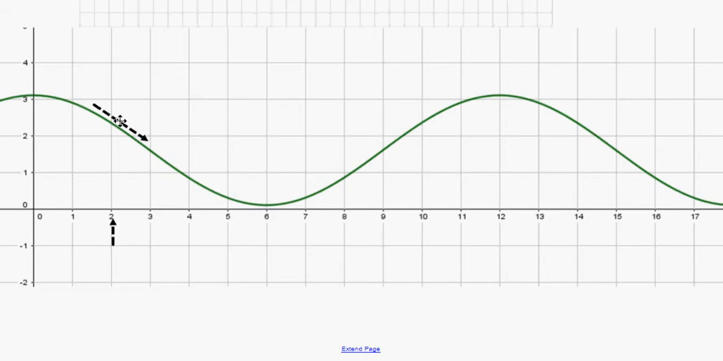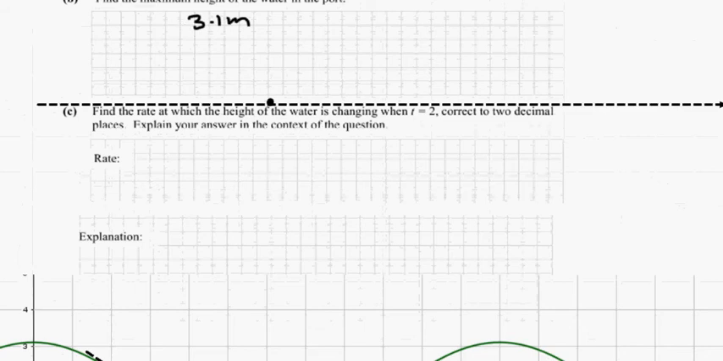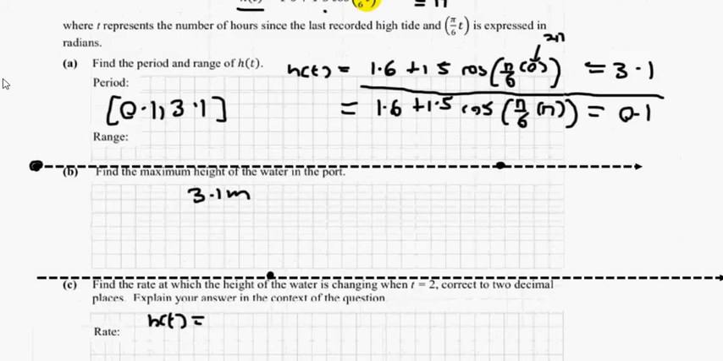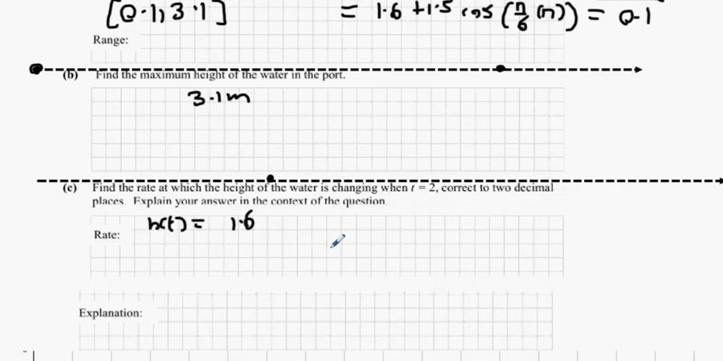So when we differentiate this and insert t equals 2, we're expecting this to be a negative answer. Okay? And let's see if this is the case. Find the rate at which the water is changed when t equals 2, correct to 2 decimal places. Explain your answer in the context of the question, right? So what we're going to do is differentiate. So h of t, which is the original function, equals 1.6 plus 1.5 cos pi over 6t.